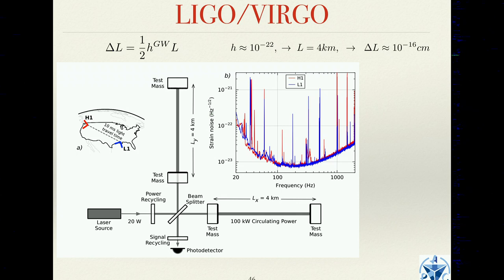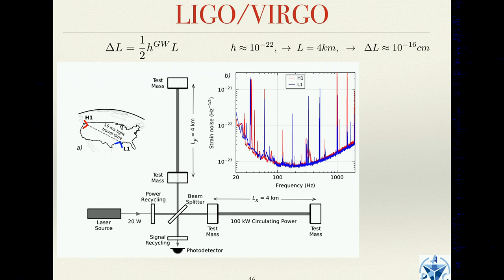This mirror is another one, called the power recycling mirror. You don't want to waste a lot of laser light coming back, so you want to bounce it back into the system. And again, because of that, you increase the power of light from a 20 watt laser here to 100 kilowatts circulating inside your arms.